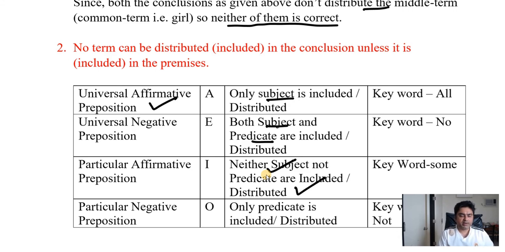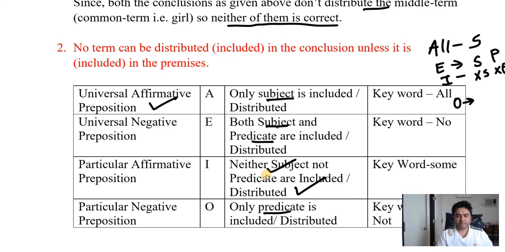Every syllogism should contain three terms. Three terms means major term, minor term and middle term. The middle term is common, and must be distributed at least once. So let's say two sentences are there and there is a common word between these two, then it is called the middle term.